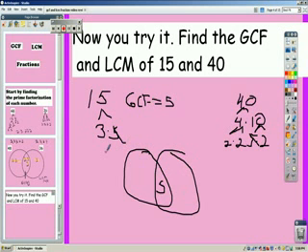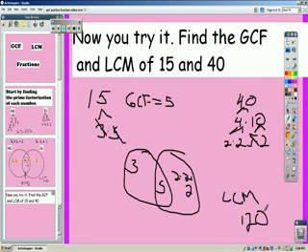Okay, LCM is the leftovers. That's 3, 2 times 2, 2 times 2 times 2. If you multiply all of that together, all of the leftovers and the center, you get the LCM is 120. This will work with any number you need to find the GCF or the LCM. Also, it will work if you have 3 numbers if you create a third bubble and sort accordingly.